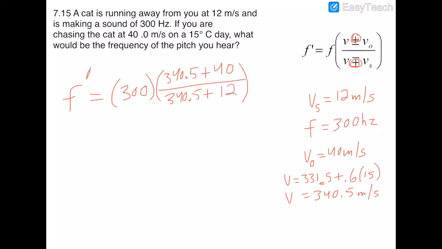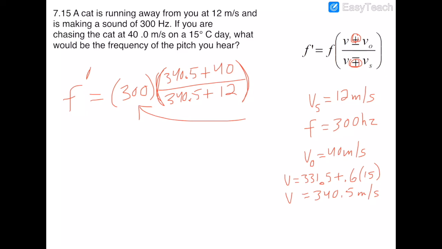Okay. Now, am I expecting a frequency? Look at common sense. Am I expecting a frequency greater or less than 300? Well, how is this fraction going to come out? It's going to actually be greater than 1, right? Because I'm catching the cat. Eventually, I'm going to catch the cat. So I'm going to hear a frequency that's higher than the 300.